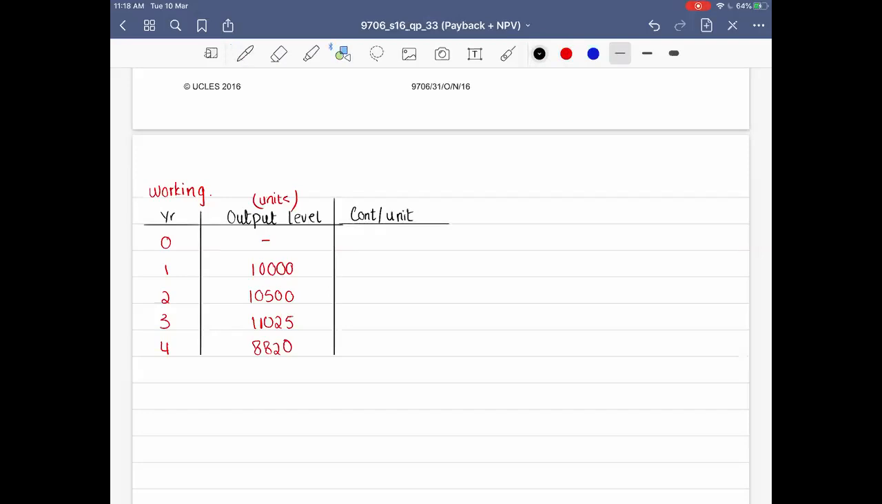ईयर 0 में सर कोई कंट्रीब्यूशन नहीं है। ईयर 1 में सेलिंग प्राइस इज 7 minus variable cost is 3 equals to 4, and then selling price will be 7, variable cost will be 4, that is 3, and then again 7 minus 4, 3, and then again 7 minus 4, 3.